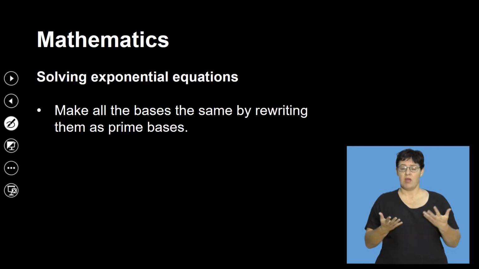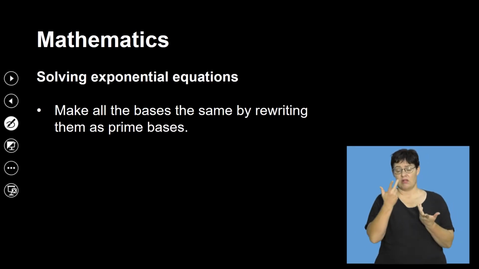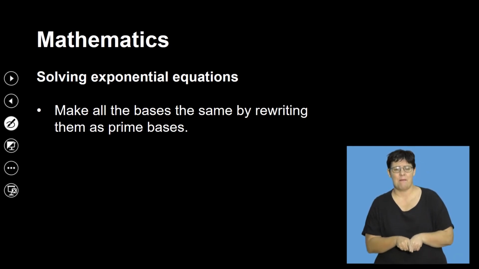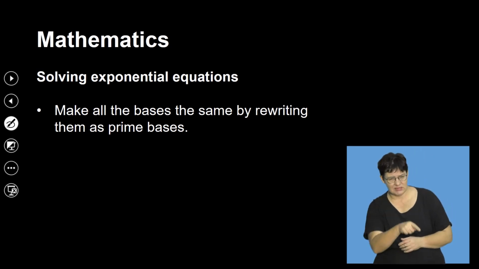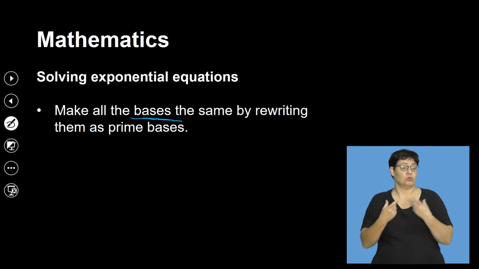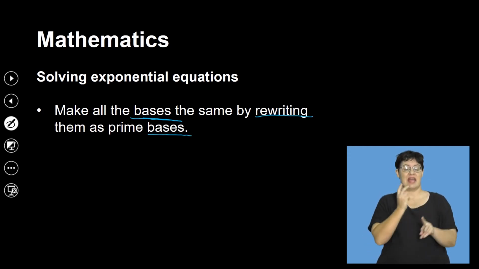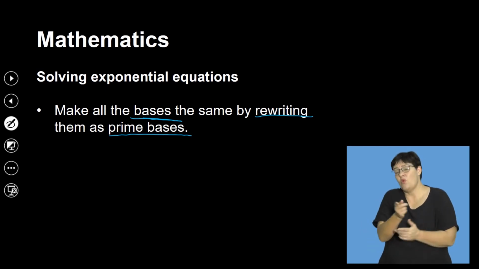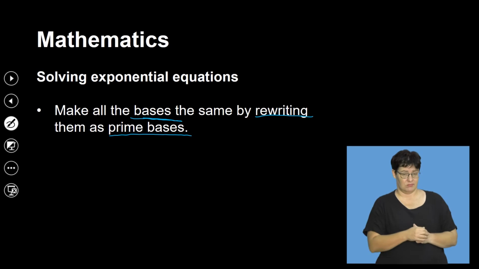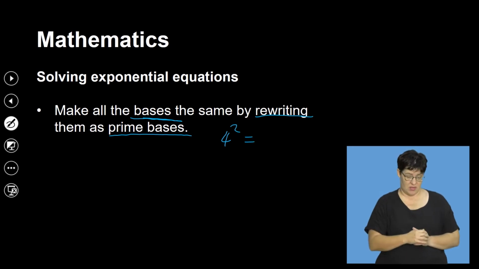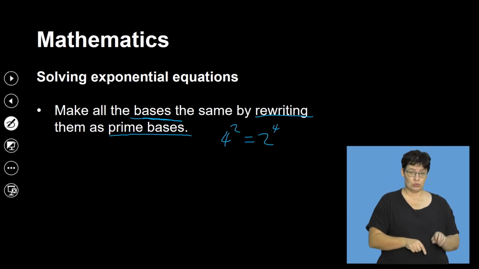Now, when we are solving exponential equations, the very first thing, the same with expressions, the same with all the concepts of exponents, you are to make sure that all the bases are the same by doing what? You are rewriting them as prime bases, right? So the important thing here is to make sure that they are prime numbers. So for example, if I have something like, let's say maybe I have 4 squared. This is the same as 2 to the exponent of 4, agreed?